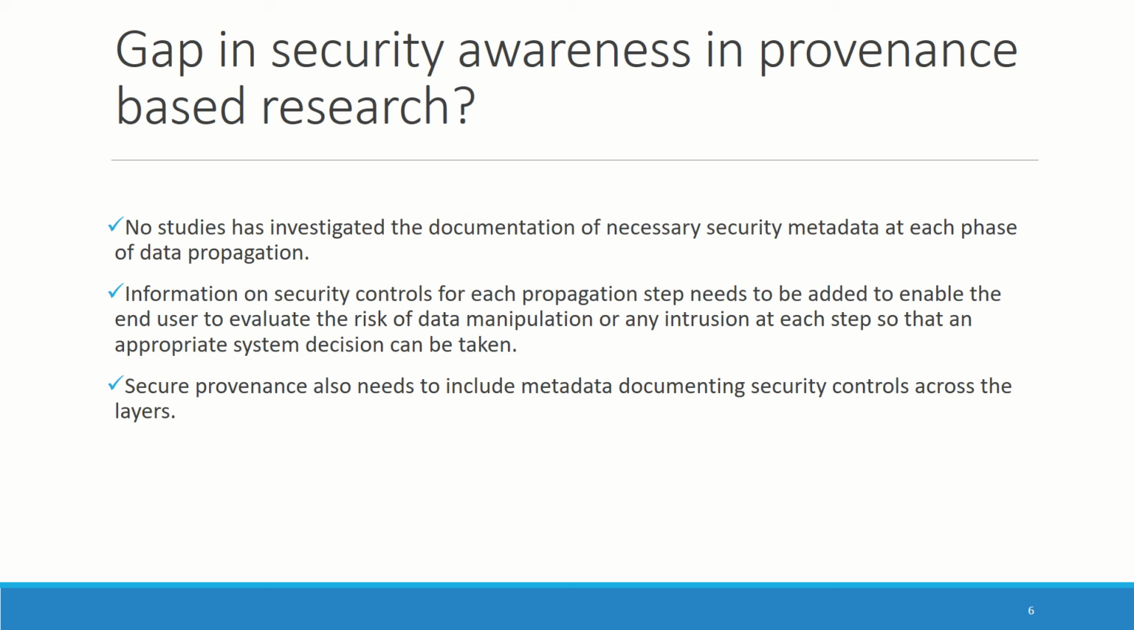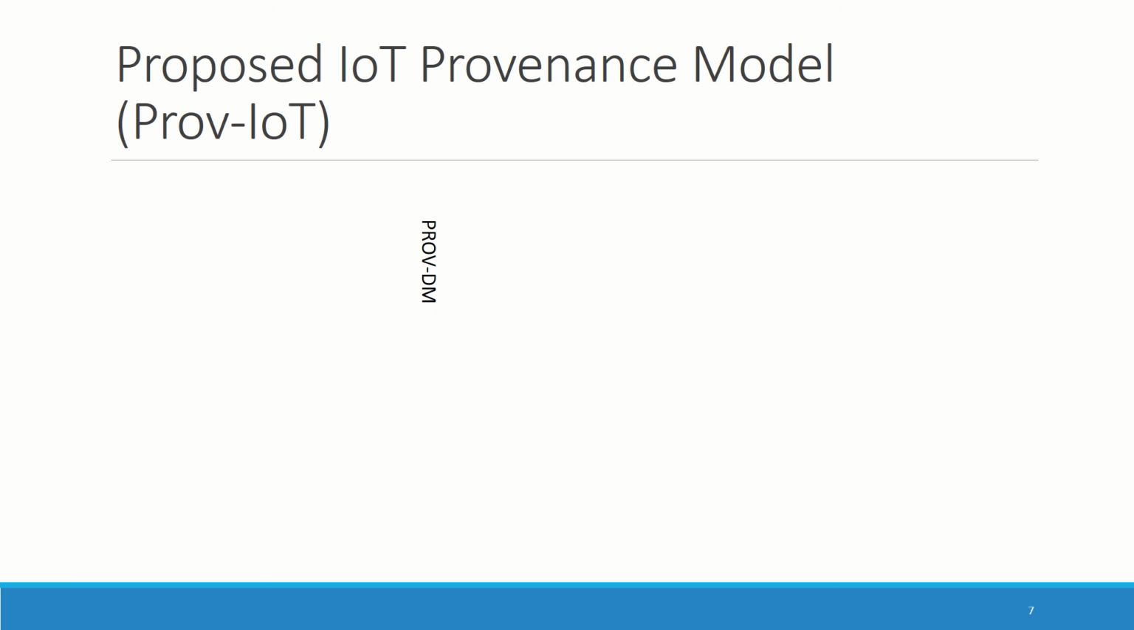However, no studies have investigated the documentation of necessary security metadata at each phase of data propagation. Information on security controls for each propagation step needs to be added to enable the end user to evaluate the risk of data manipulation or any intrusion at each step, so that an appropriate system decision can be taken. Therefore, secure provenance also needs to include metadata documenting security controls across the layers.